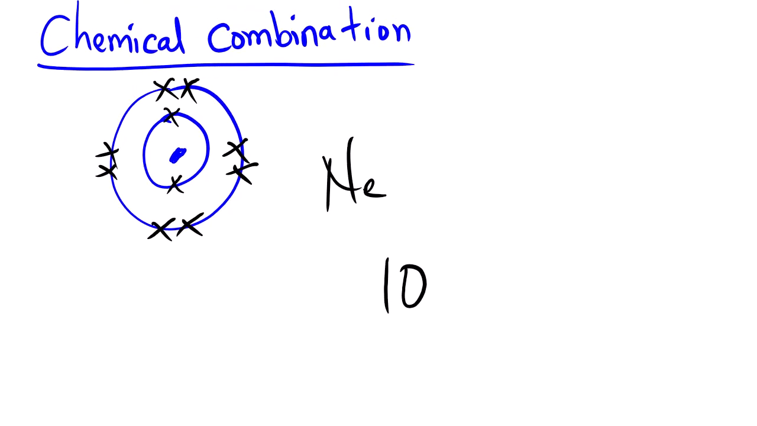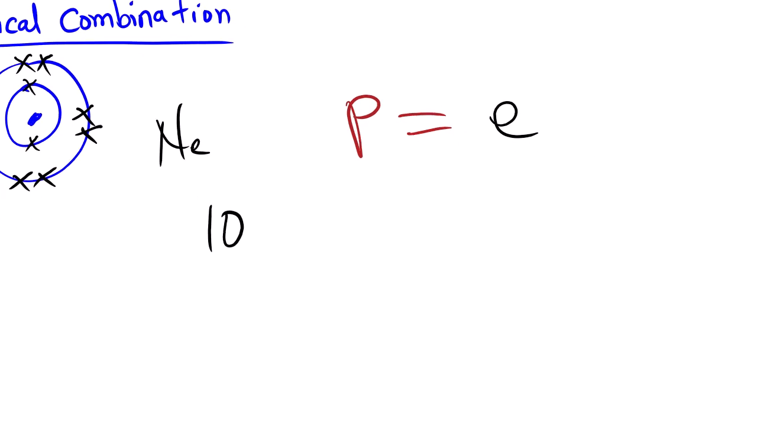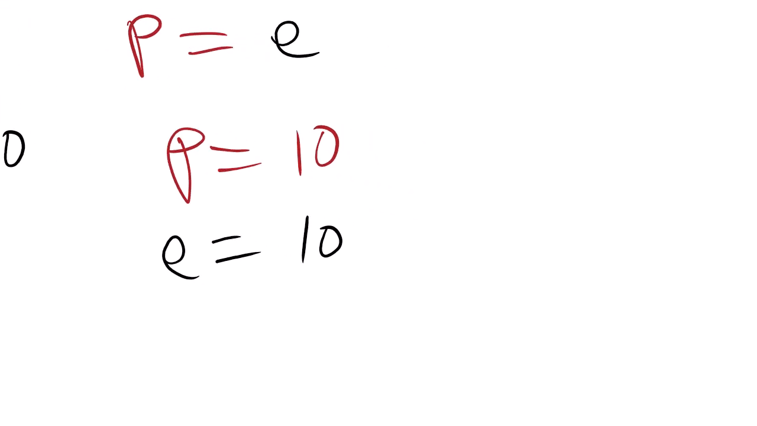when the atom is neutral. This is a neutral atom. When the atom is neutral, the number of protons, let's say number of P, is equal to the number of electrons, E. Let's say we have protons as 10. Then if the atom is neutral, the number of electrons is also going to be 10. So if you do simple mathematics, 10 minus 10, you get 0. That 0 means there is no charge.